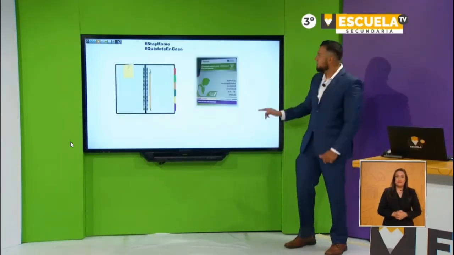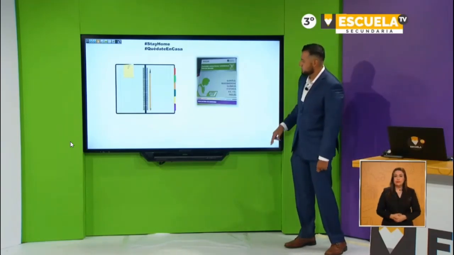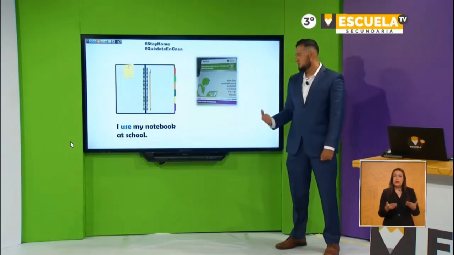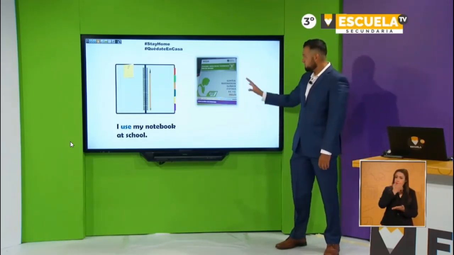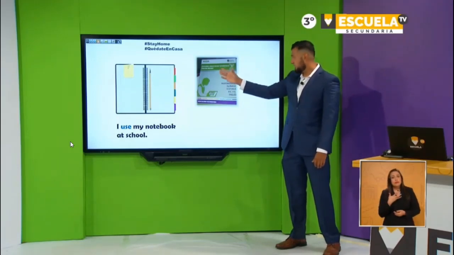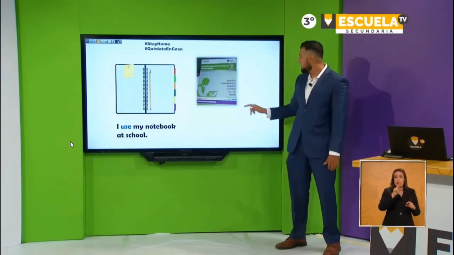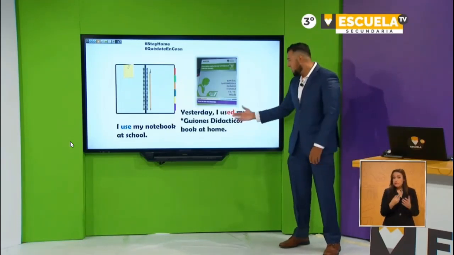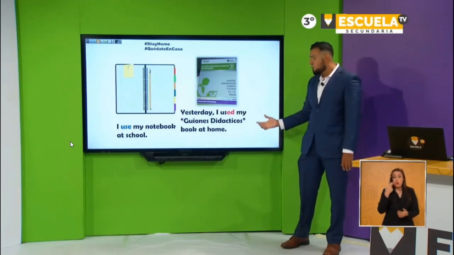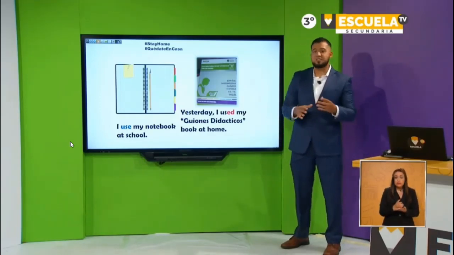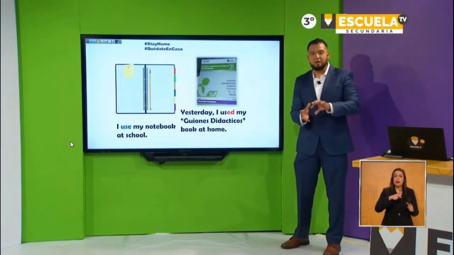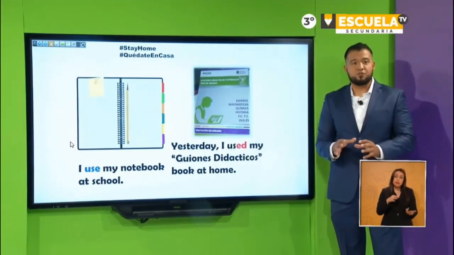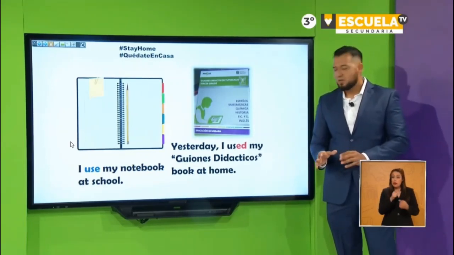Keep paying attention. We have another action. In present, every day, I use my notebook at school. Then we have the guiones didácticos tutoriales tercer grado. Yesterday, here in the Canal 28, I used the guiones didácticos book at home at the moment that the teachers from science, from mathematics, and even for Spanish were requesting you to respond to some of the pages.